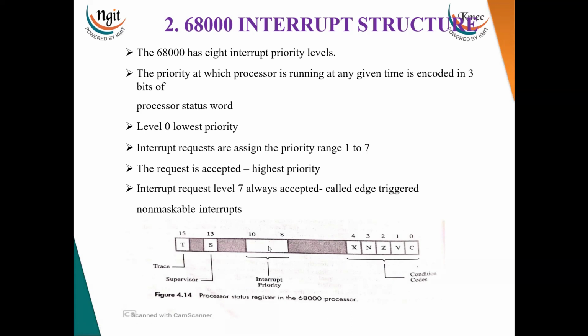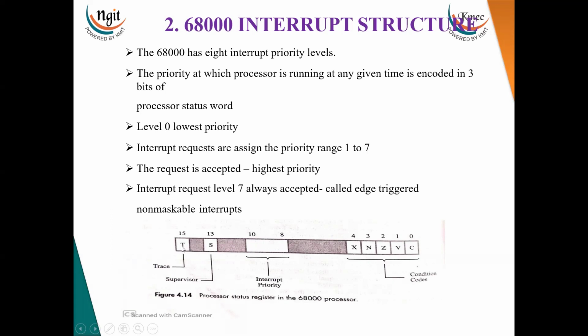Whenever a level 7 interrupt occurs, it is an edge trigger and a non-maskable trigger. Whatever the processor is executing, when the level 7 trigger occurs, at that time the processor is supposed to execute this interrupt.